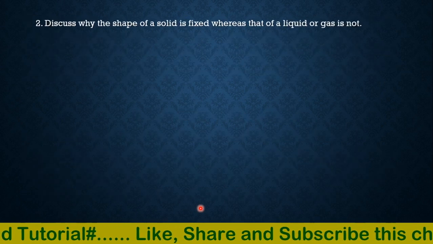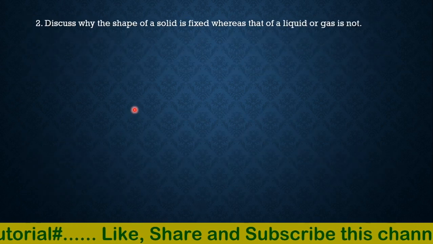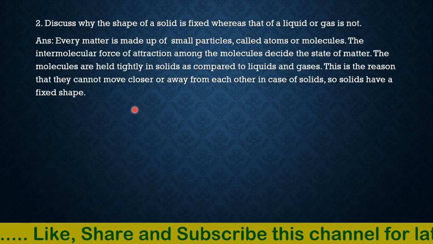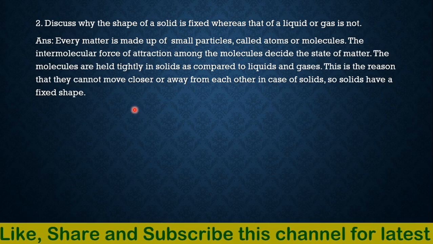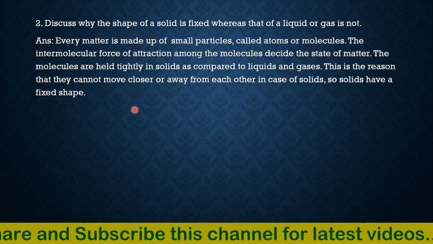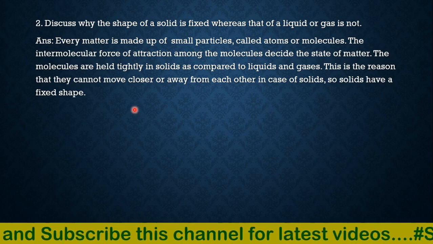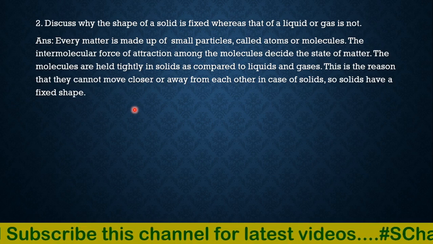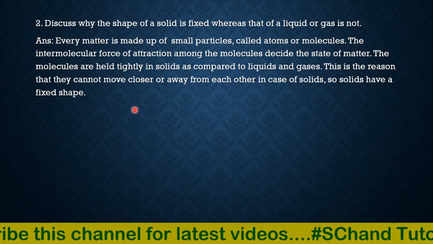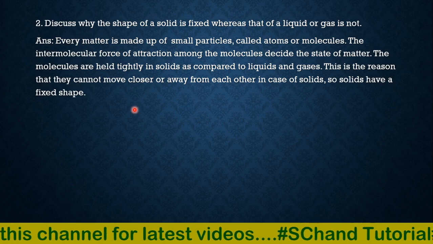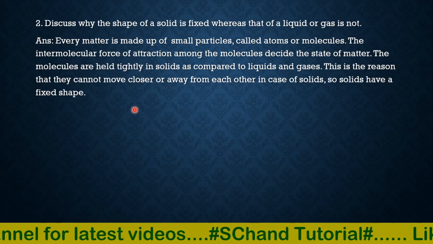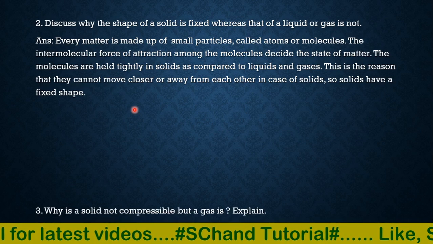Then we have the next: discuss why the shape of a solid is fixed whereas that of a liquid or gas is not. Every matter is made of very small particles called atoms or molecules. The intermolecular force of attraction among the molecules decides the state of matter, as we have discussed in the chapter also. The molecules are held together more strongly in a solid as compared to liquids and gases. This is the reason that they cannot be moved closer or away from each other in the case of a solid. So solids have a fixed shape.